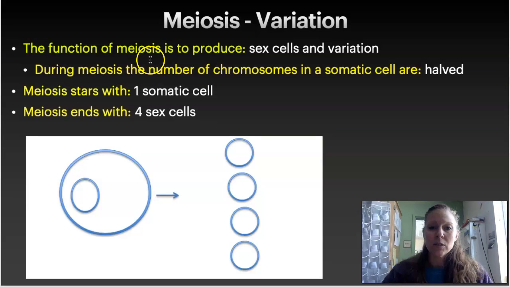So the function of meiosis is to produce cells and variation. So to produce sex cells. During meiosis, the number of chromosomes in a somatic cell are halved, H-A-L-V-E-D, cut in half.